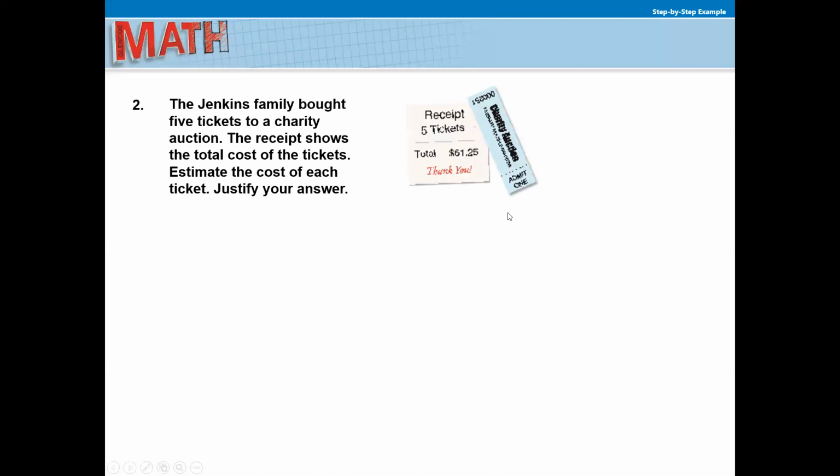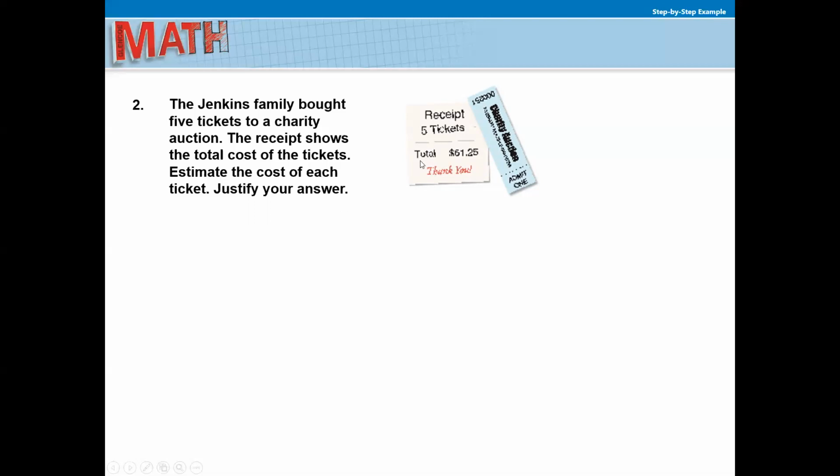Number 2, the Jenkins family bought 5 tickets to a charity auction. The receipt shows the total cost of the tickets. Estimate the cost of each ticket. Justify your answer. So know what you know and know why you know it. Be able to state what you've done and to argue whether you are correct and why.